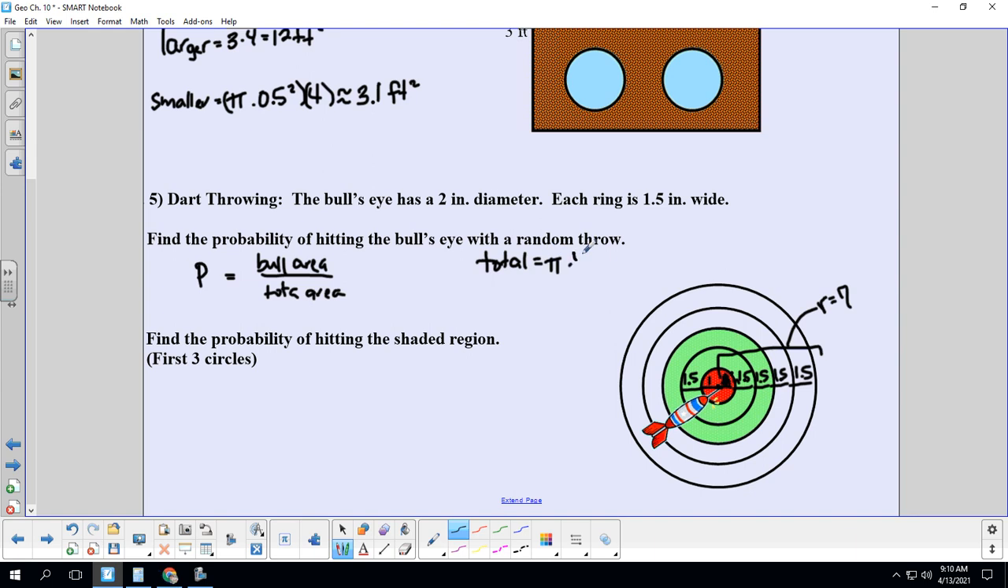So pi times 7 squared. I'm going to keep my answer in terms of pi because we're talking circles and it'll make the area come out a little bit easier. So we got 49 pi for our total area. And then the bullseye area, it has a radius of 1, so it's pi times 1 squared, which is pi. So the probability of throwing a dart and hitting the bullseye is 1 out of 49, which is 2%.